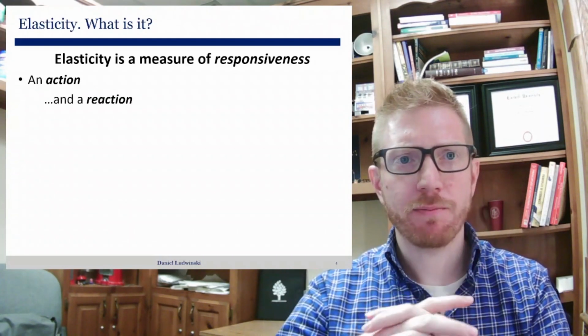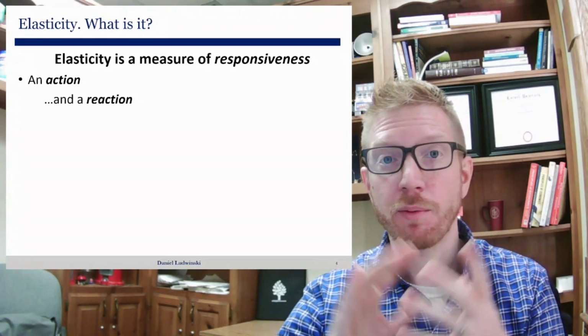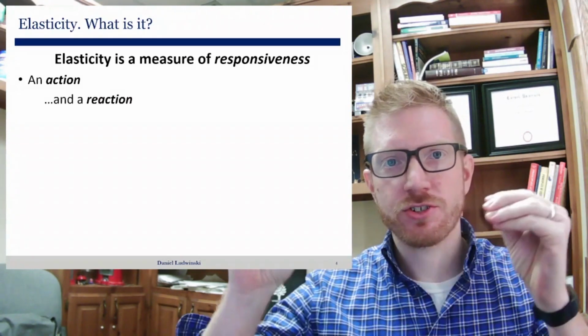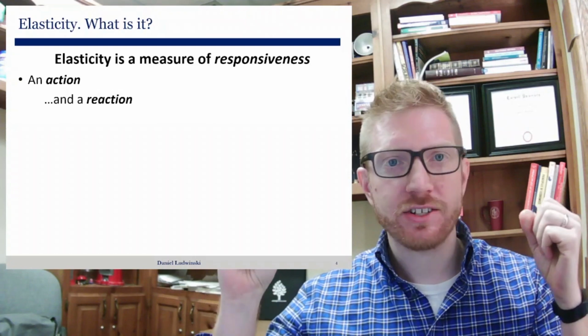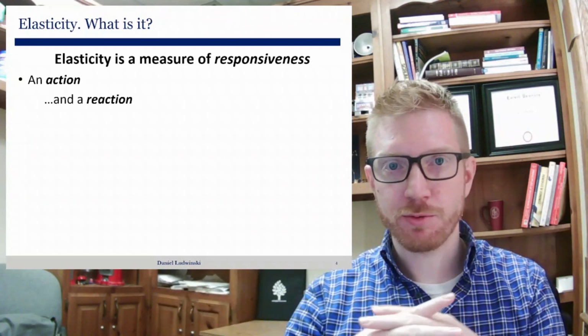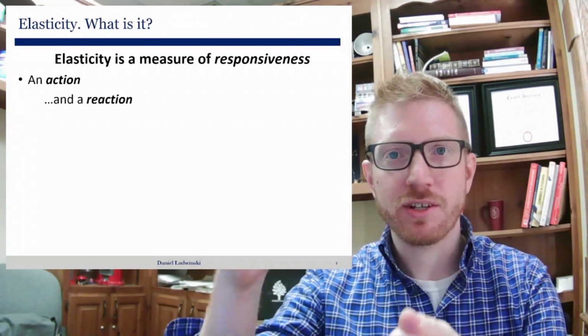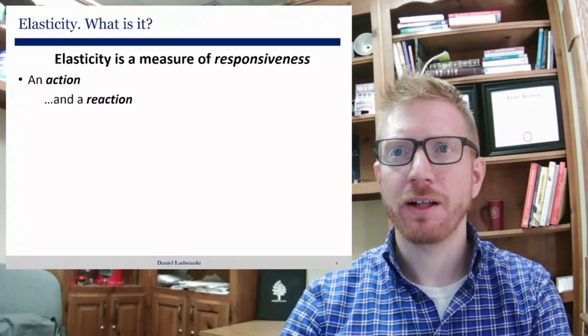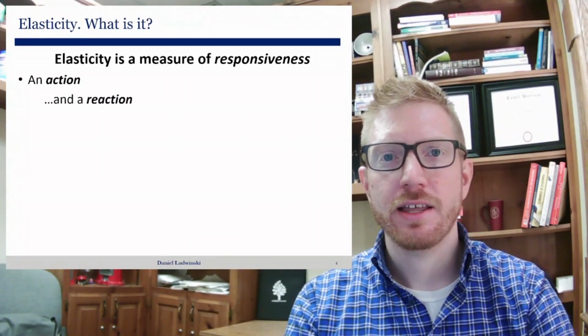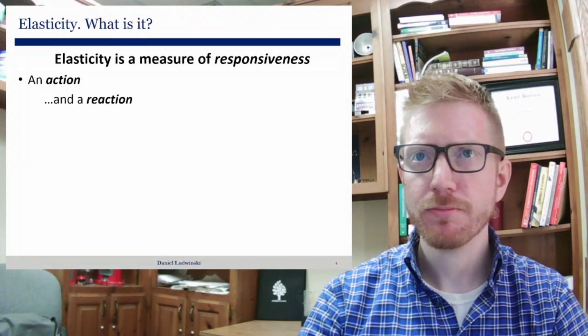You can kind of let your brain think about a rubber band. The action is you're stretching it out. The reaction is releasing it. It comes back together. If you're pointing at someone, it might go flying. Rubber bands are elastic. They react.